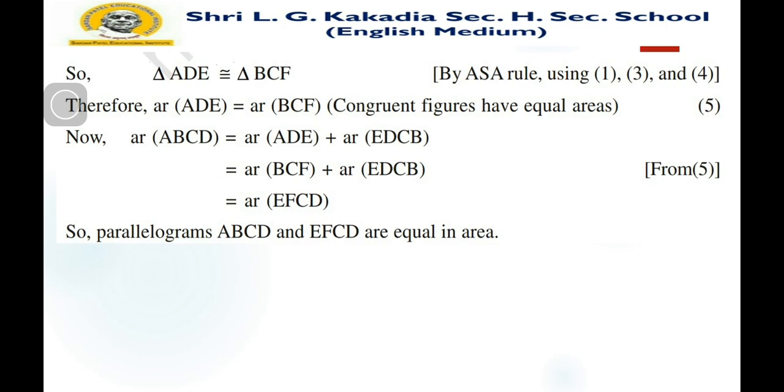So now we want to prove that area of ABCD is equal to area of ADE plus area of EDCB. That is, here we know that area of ADE is equal to area of BCF. So area of BCF plus area of EDCB is equal to area of EFCD. So we have proved that if two figures have the same base and lie between two parallels, then both figures, that is both parallelograms, have the same area. So parallelograms ABCD and EFCD are equal in area.